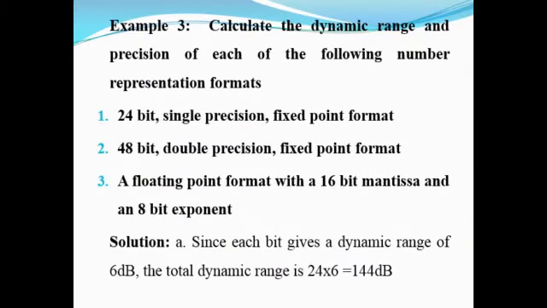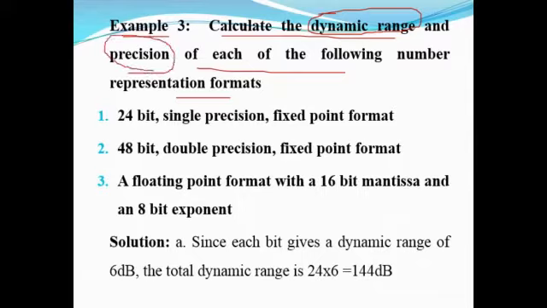Then we take an example based on precision, resolution, and the other forms. Calculate the dynamic range and precision of each of the following number representation formats. Firstly, we have to calculate the dynamic range. We know that the dynamic range is given by the ratio of the maximum value to the minimum value of a signal represented in any form. We are also going to determine the precision of the number, which we have already discussed. The representation of the number may be single precision fixed point format, double precision fixed point format, and floating point format.